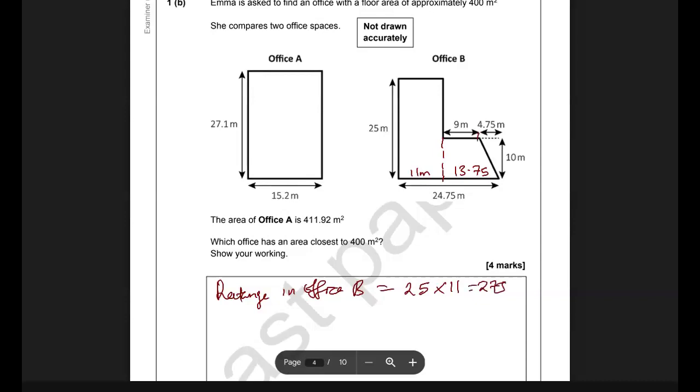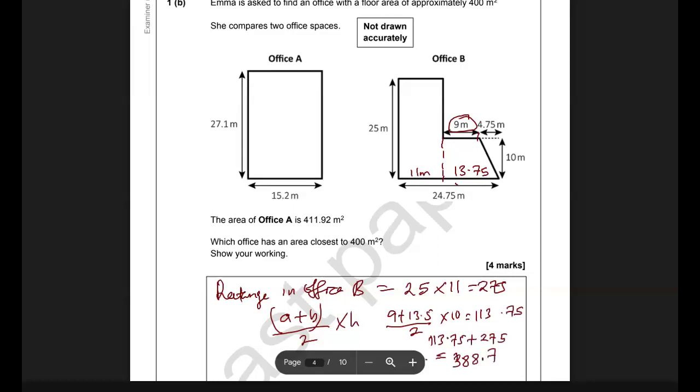Whereas this one is a trapezium. The area of a trapezium is (a plus b) divided by 2 times height. So a plus b is 9 plus 13.5, divided by 2 times 10, which gives you 113.75. You add them together: 113.75 plus 275. Then your answer is going to be 388.75.